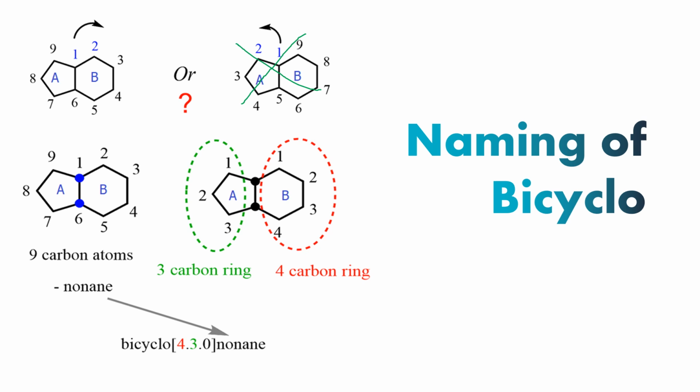While writing the name, you can see the total number of carbon atoms present in this compound is 9 carbon atoms, so it is nonane. In the smaller ring there are 3 carbon atoms, and in the bigger ring there are 4 carbon atoms. So while writing the name, first you write the word bicyclo, and then the bigger ring carbon number, that is 4.3, and in between these two there is no carbon, so you write 0. And finally it is nonane. So this is the IUPAC name for this bicyclic system.